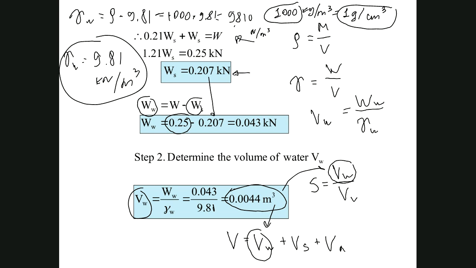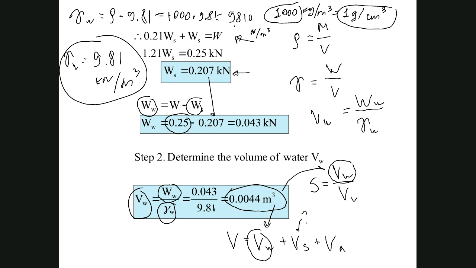Okay. How can we now find the volume of solids? What do you think, guys? How would you approach this volume of solids? What kind of correlation, relation, or formula would you use? For volume of water, we use weight of water and density of water. How can we find the volume of solids? Because we need the volume of solids to find the void ratio, to find the volume of air.